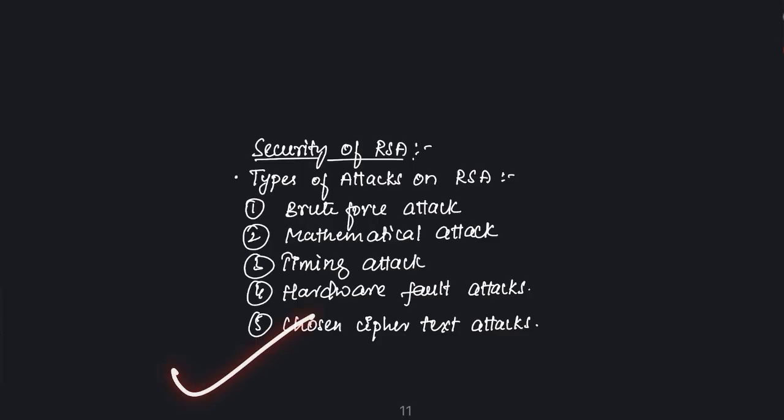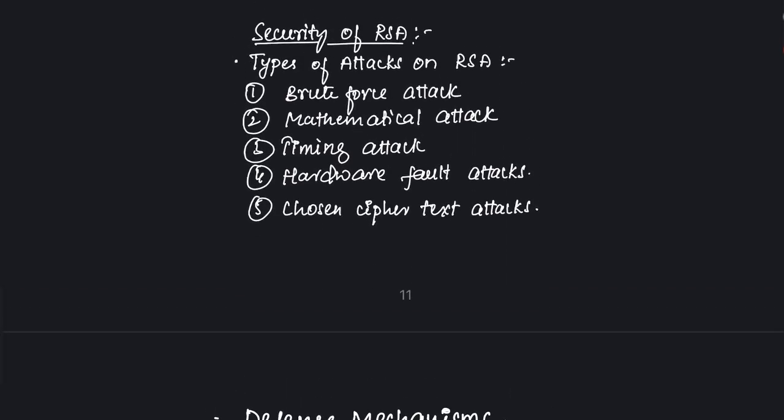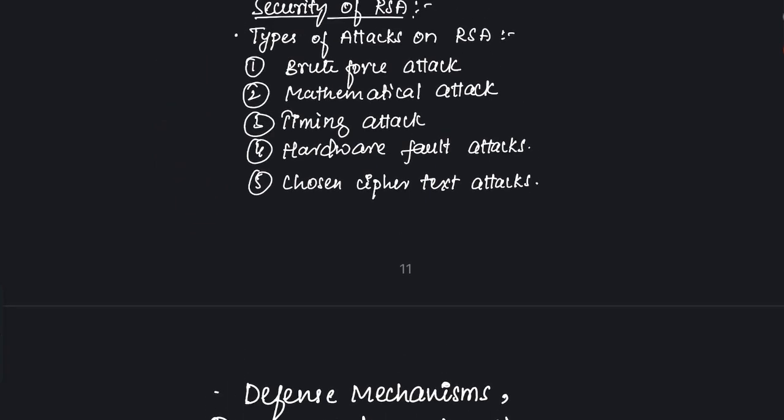Then we have the chosen ciphertext attack. In this attack, the attacker can choose arbitrary ciphertext to be decrypted and gain insights from the resulting plaintext. The basic RSA algorithm is vulnerable to such attacks. The implementation of secure padding schemes like optimal asymmetric encryption padding can prevent such vulnerabilities. So this was all about the security aspects or the types of attacks.